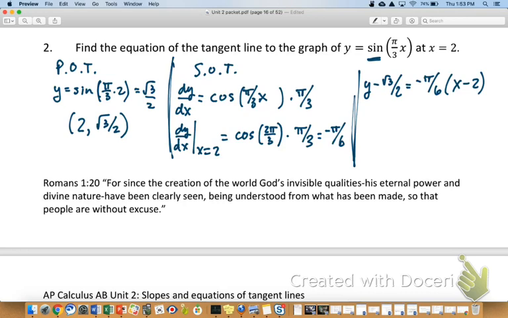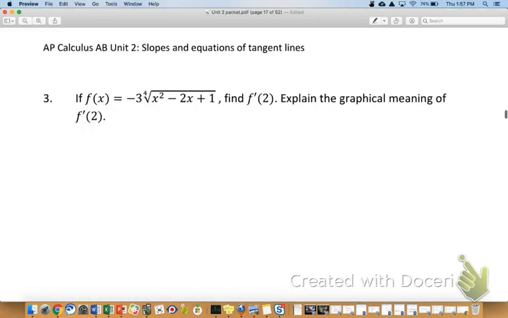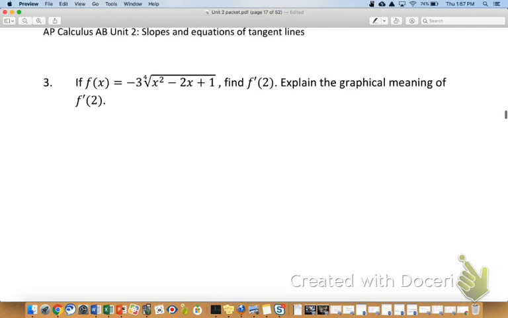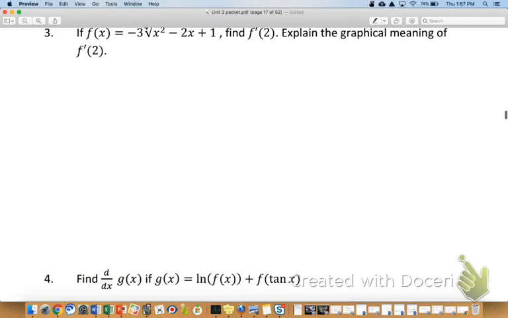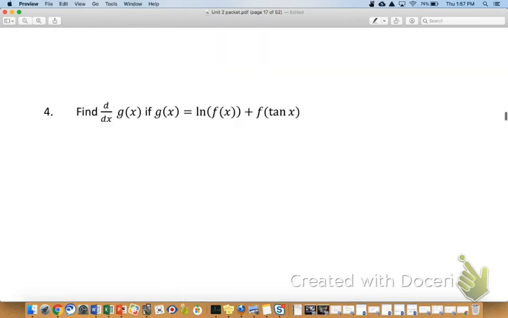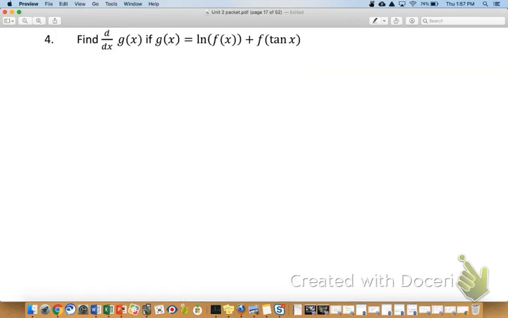Let me see what I want to do with this then. This one, let's do this one together real quick. We'll skip 3 for a second, and let's do 4 together. It says, find this. What is that? What is it telling you to do? Derivative with respect to x of g of x, yeah. And then it defines g of x as ln of f of x plus f of tangent of x. And f is some unknown function. We don't have a clue what it is, and that's okay.